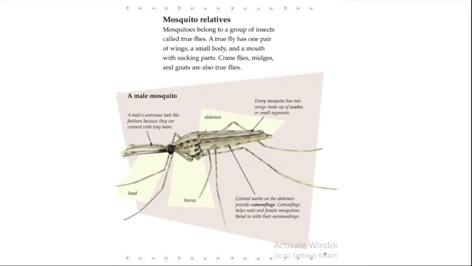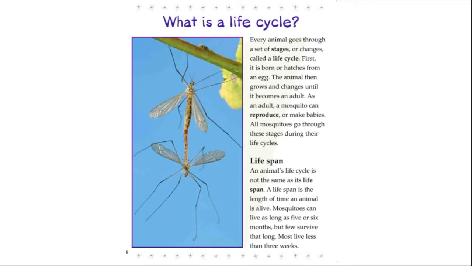A male mosquito. A male's antennae look like feathers because they are covered with tiny hairs. Every mosquito has 2 wings, which are made up of scales, or small segments. Colored marks on the abdomen provide camouflage. Camouflage helps male and female mosquitoes blend in with their surroundings.